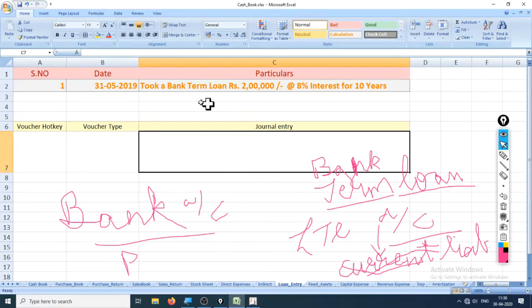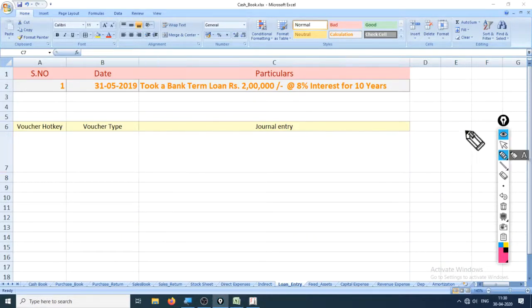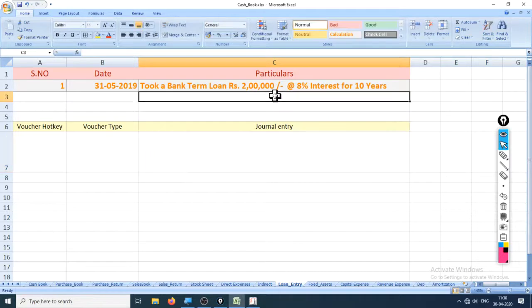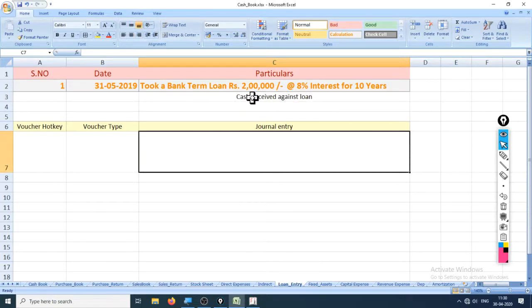Let's see. First of all, we'll be receiving money, so let's treat it as a cash entry only. Cash received against loan. You can also assume that the amount of loan is received in the bank, but I am assuming it is cash so that it does not create confusion in your brains. Cash account debit, because cash came in.